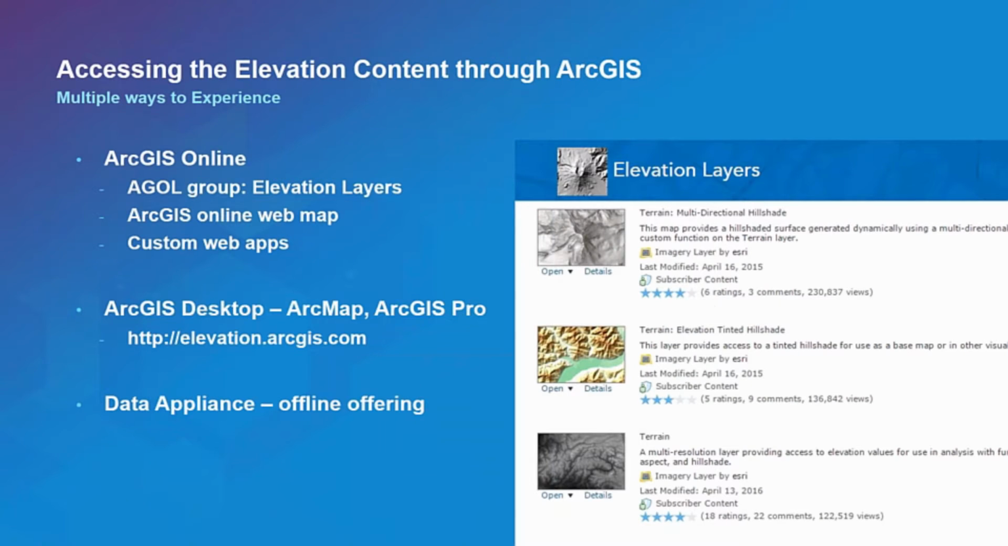You can experience the elevation content through ArcGIS in multiple ways. It can be accessed through the ArcGIS Online group, which has all the elevation related layers, and it's called Elevation Layers. You can access it from the gallery, where you can browse the elevation content from the landscape theme. It's a subcategory there, or in a web map through Add Data, browse Living Atlas layers.